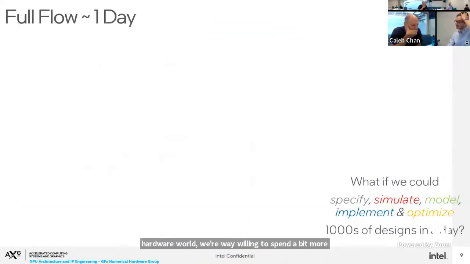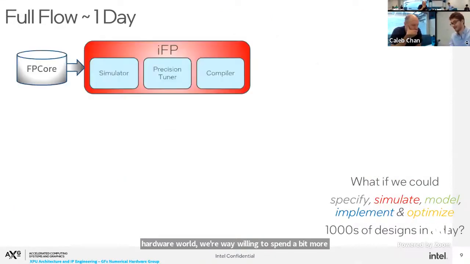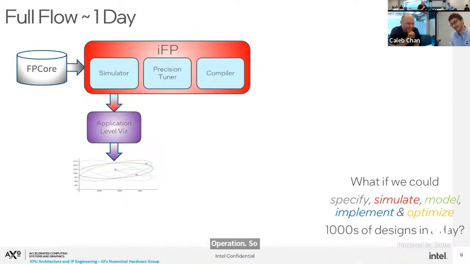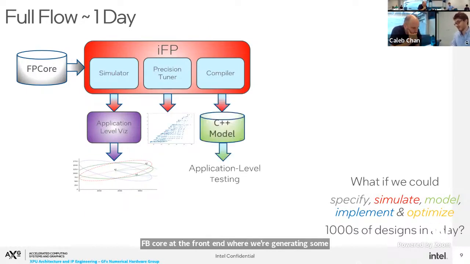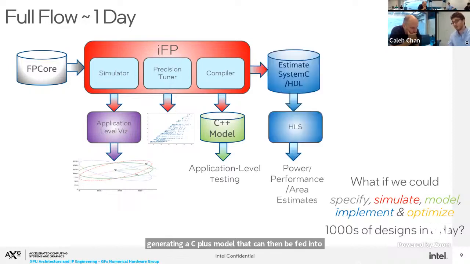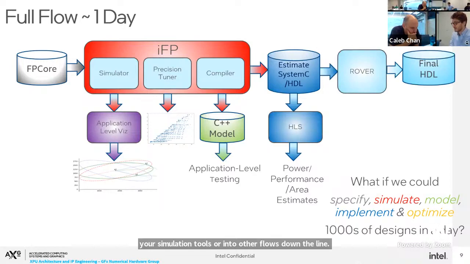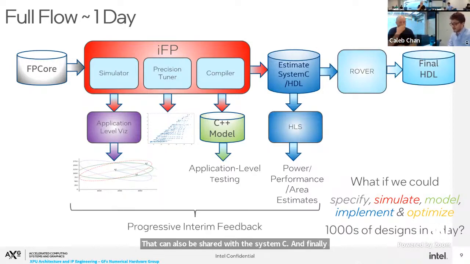So this is what Theo believes to be a one-day operation. One person writing your FPCore at the front end, where we're generating some application-level visibilities, doing your precision tuning using the simulation method we described, generating a C++ model that can then be fed into your simulation tools or into other flows down the line. That can also be shared with SystemC. And finally, passing it on to Rover to generate your optimized hardware.